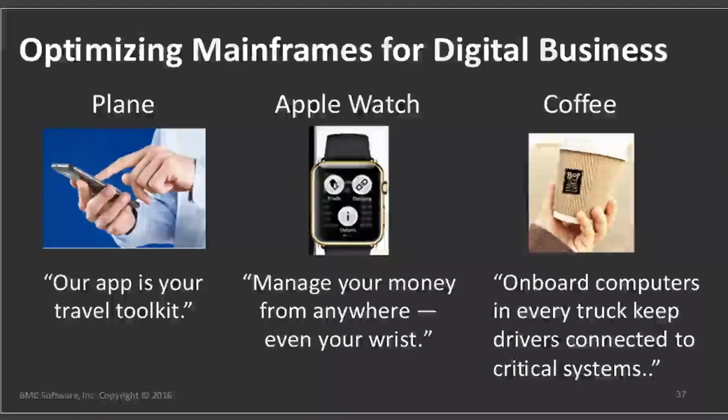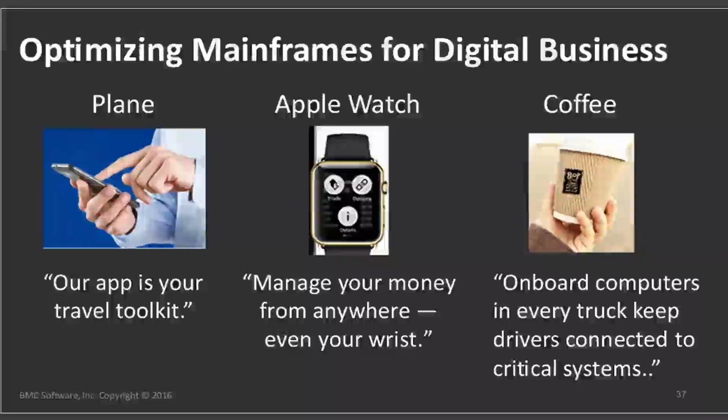I've got 3 examples of digital business. Many of you are familiar with travel, so our app is your travel toolkit. There is an investment firm that says you can manage your money from anywhere, even your wrist, and shipping product to merchants. The onboard computers in the trucks keep everything running. Now, what these all have in common is that the mainframe is a core component of what they're all doing.